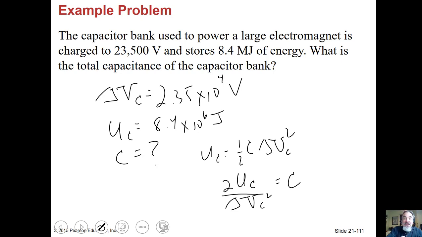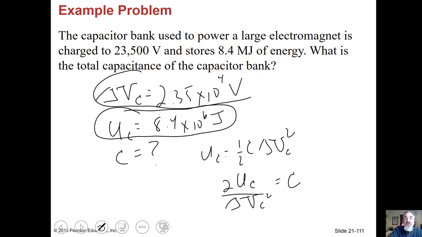Okay, and then we have everything again. Here's the energy, megajoules. Here's the voltage. Okay, so put everything in. Don't forget the 1/2 factor in this formula, and you can come up with the capacitance. Okay, so charge per volt it'll turn out to be. Okay, very nice.